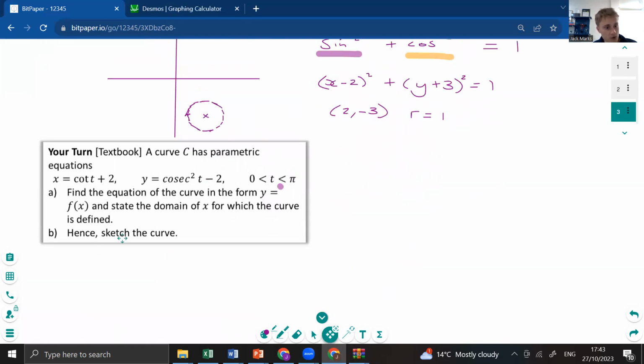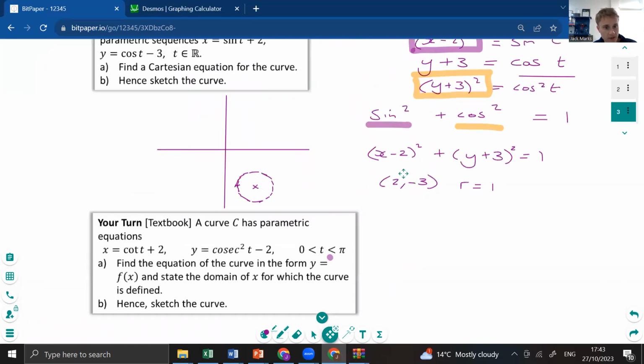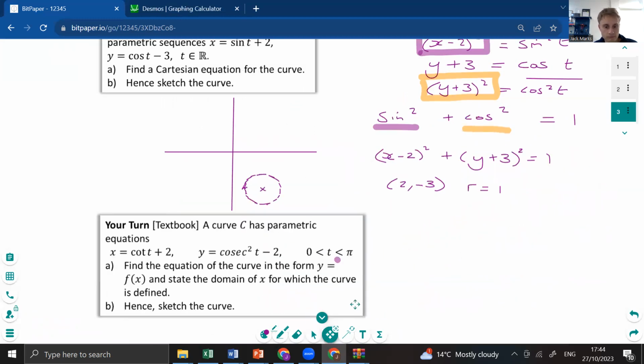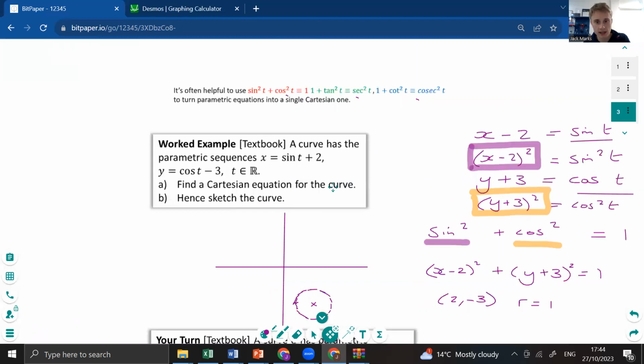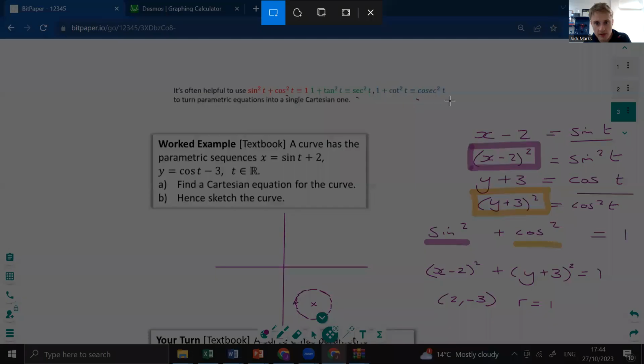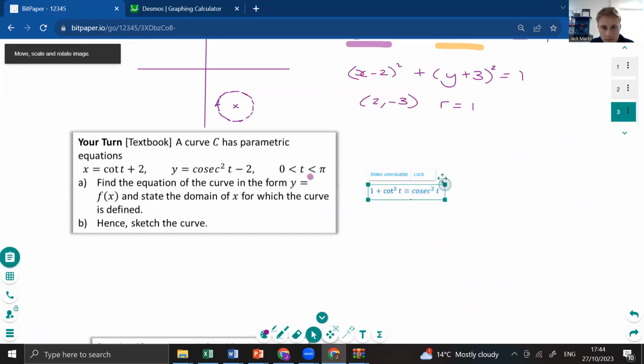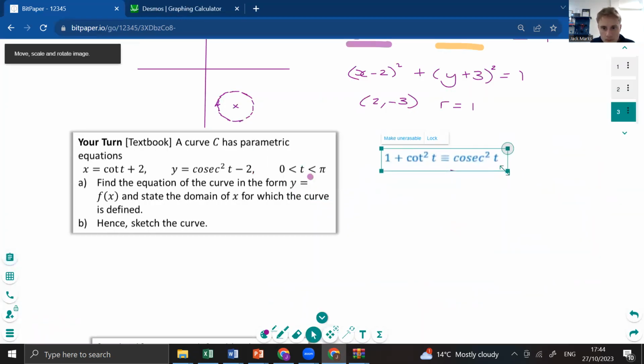In fact, pause the video here and have a go for yourself. My clue I will give you is that you'll want to use one of these here at the top. Okay, so we're going to use which identity? Well, it's got cot, it's got cosec in it. So the identity that we want to use is this one here that's in blue this time. Let's take a look.